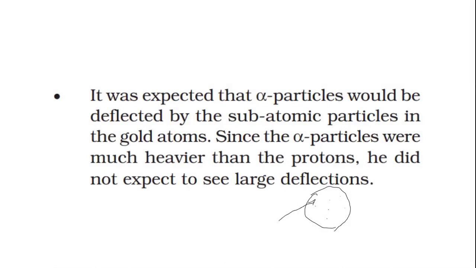So thus it was expected that alpha particles would be deflected by the subatomic particles in the gold atoms, if you are looking at the structure of Thomson. Because the alpha particles are much heavier than the protons, he did not expect to see large deflection. So he expected it to be deflected to some extent, because this is positively charged and this is positively charged. But he thought that alpha particles are very heavy, so the deflections will not be much. There will not be a large deflection because these are much heavier. It is very difficult to deflect a heavy particle. So this is what he was expecting.